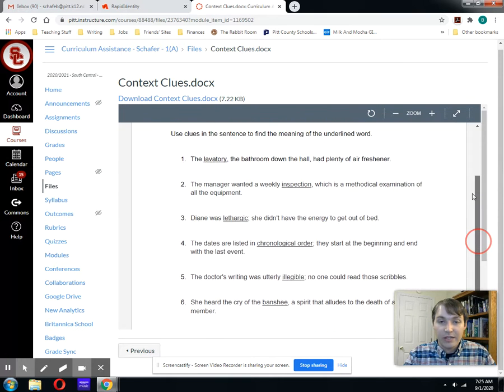So looking back at these example sentences, what I've been doing each time is I've been finding my word. I've been looking for the comma or the semicolon, and looking after that to find more clues about what the word might mean.